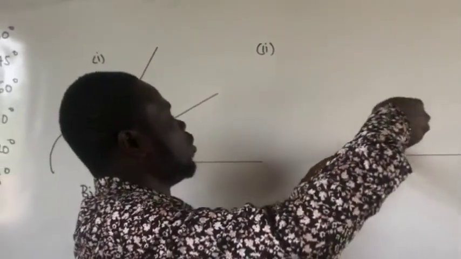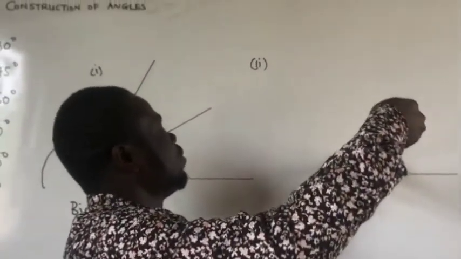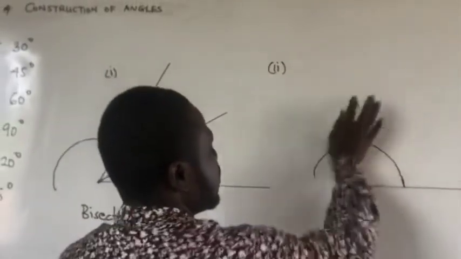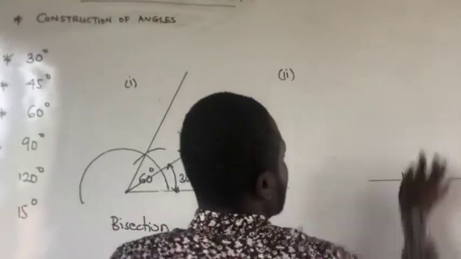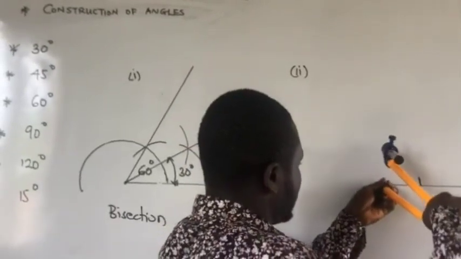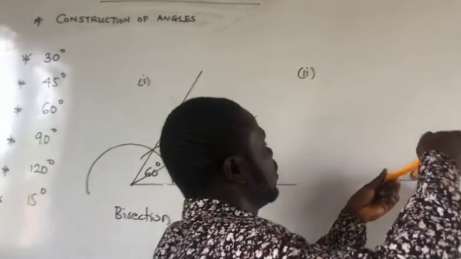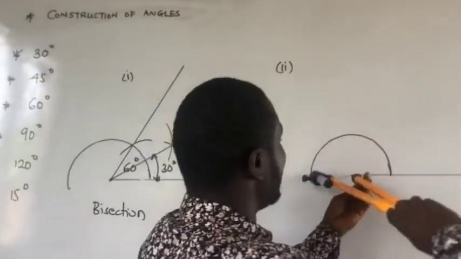Draw your circle. Oh, the board is very slippery. Coming. So make sure you use a good compass.